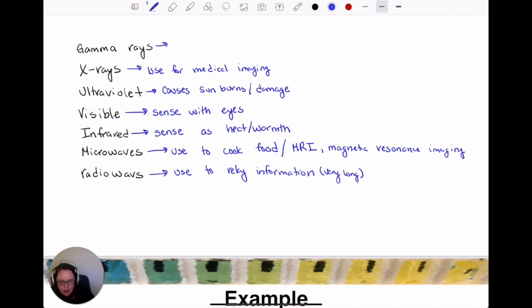And then gamma rays are the shortest wavelength of electromagnetic radiation that we've characterized. There is some amount of gamma radiation that's emitted from the sun. It's also involved in radioactivity. A lot of the compounds that Marie and Pierre Curie worked with gave off gamma rays as a form of radiation.